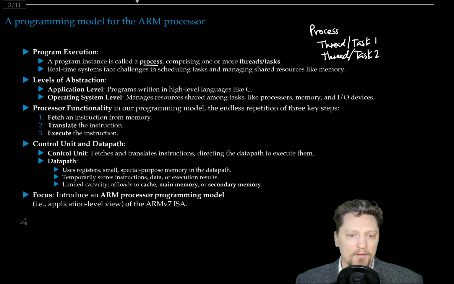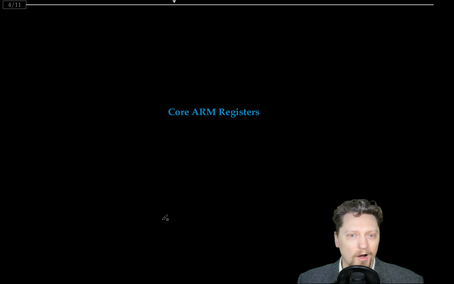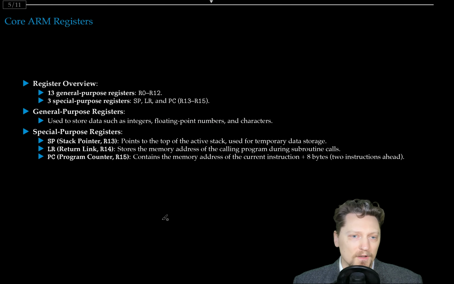Focus that we're going to have is to introduce an ARM processor programming model, which is an application level view for the ARM v7 instruction set architecture. Core ARM registers. Register overview. There are 13 general purpose registers, labeled R0 through R12. There are 3 special purpose registers, SP, LR, and PC. We've got the stack pointer, the return link, and the program counter as our 3 special purpose registers, and we'll talk about how they work.